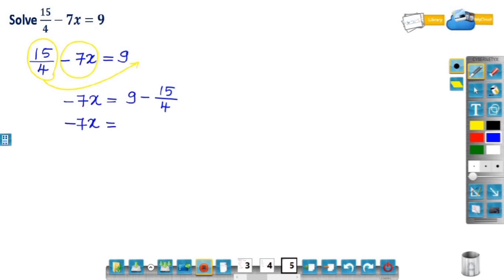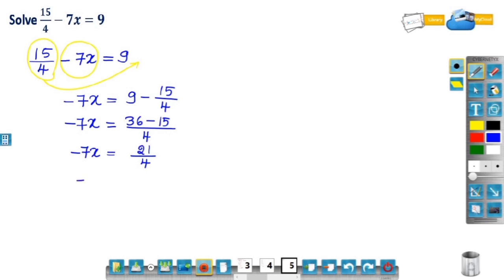So minus 7x is equal to, denominator is 4, 9 4s are 36 minus 15. Because the denominator of 9 is 1, we have to multiply by 4. So 9 4s are 36 minus 15 by 4. So minus 7x, 36 minus 15 is 21 by 4.